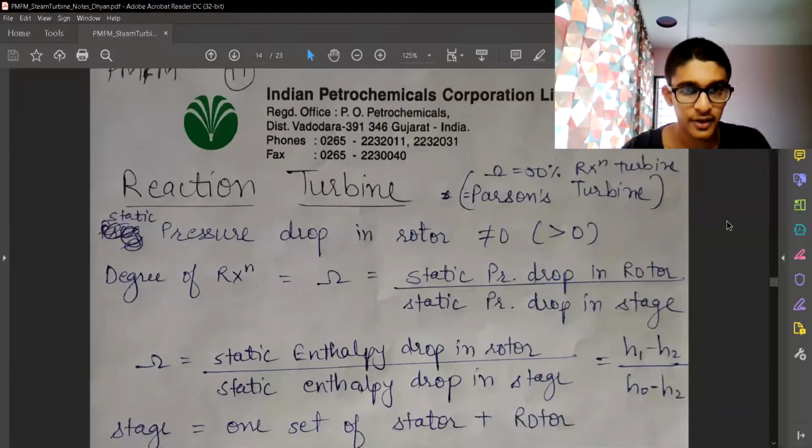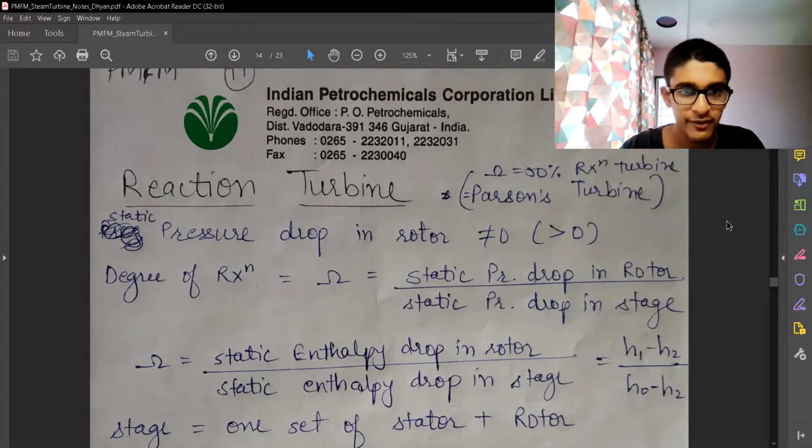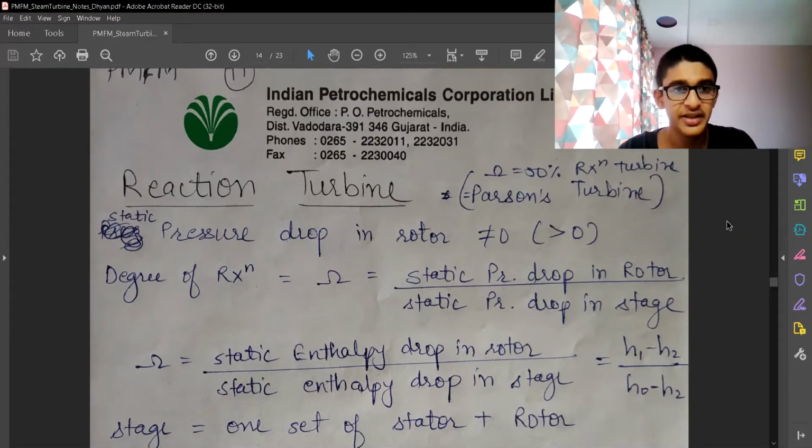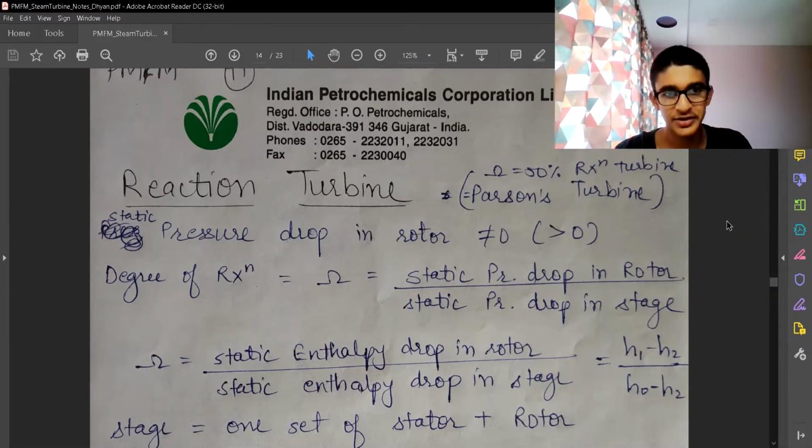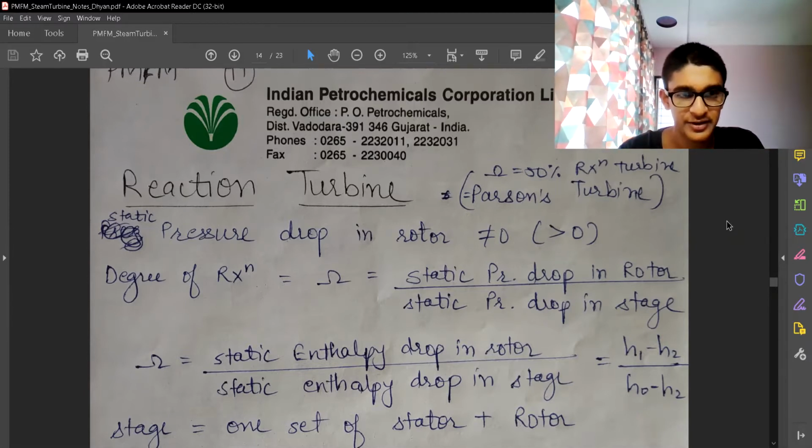So now, till now we have seen reaction impulse type of steam turbine. From now we'll see the reaction type of steam turbine. So most of the things remain same, such as velocity triangle, expressions for work done, expression for efficiency. Most of the things remain same.